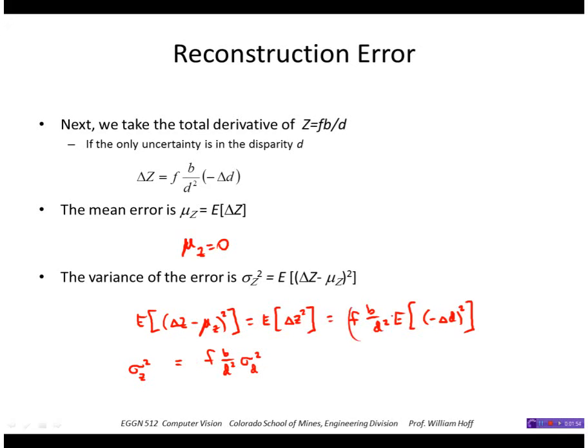whoops, these should be squared here, or that the standard deviation of the error in z is just fb over d squared times the standard deviation sigma sub d. I can also write this as, if I can identify the z here, it's just z times sigma d over d.